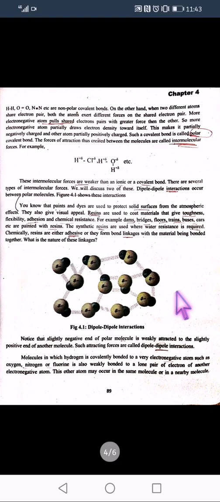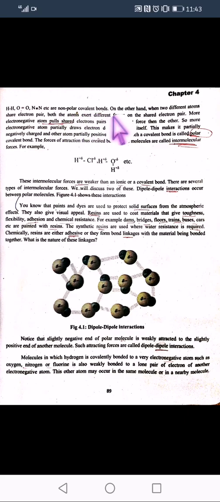Now if a covalent bond occurs between the same atoms or similar atoms, it means they are sharing equal electron pairs. Obviously they will exert the same force of attraction. Such a covalent bond will be called a non-polar covalent bond. For example, hydrogen with hydrogen, oxygen with oxygen, nitrogen with nitrogen, these are all non-polar covalent bonds.